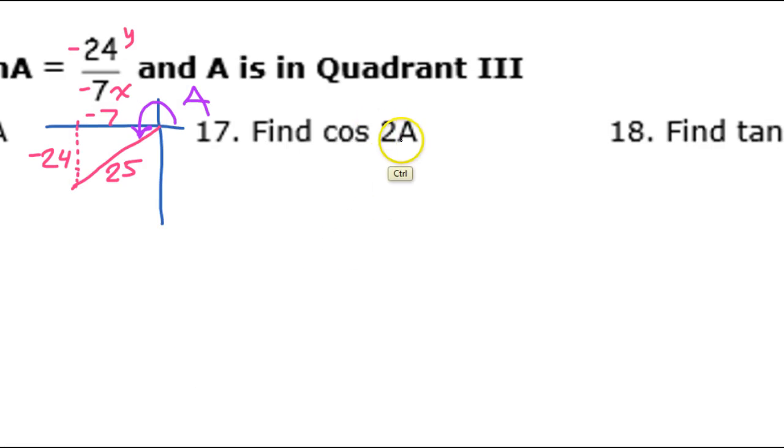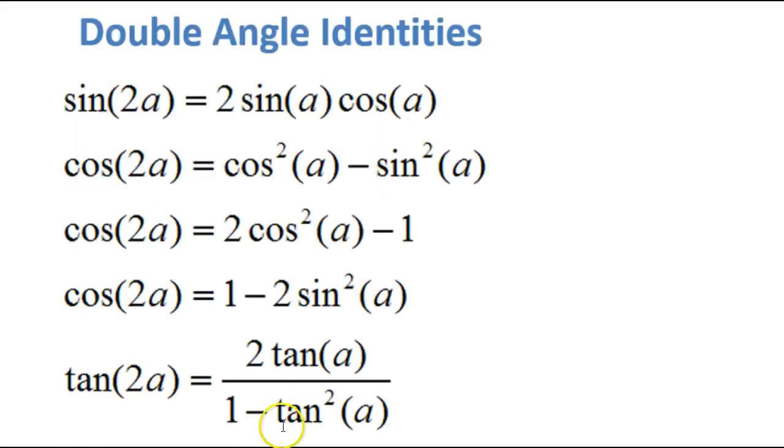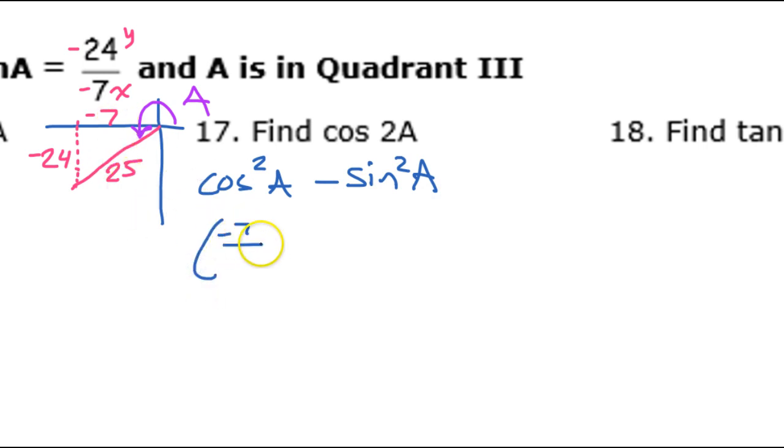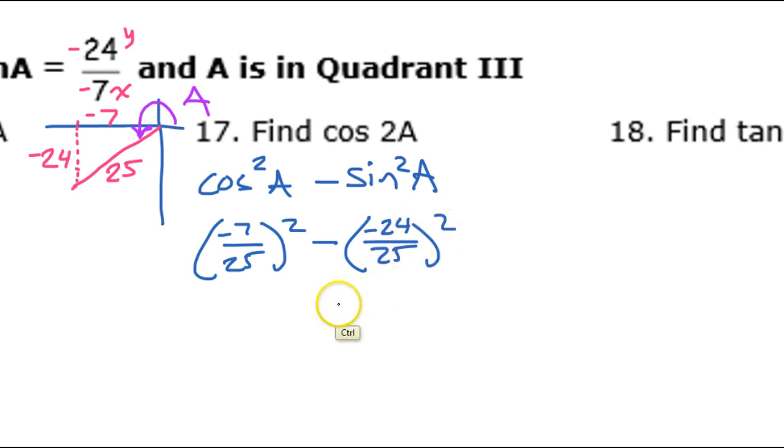Next, we have the cosine of 2a. For cosine, we have 3 formulas to choose from. I'm just going to go ahead and use cosine squared minus sine squared. So this is going to be cosine squared a minus sine squared a. Cosine is that negative 7 over 25. So that's going to be negative 7 over 25 squared. Sine is negative 24 over 25. All right, and we're going to square that.